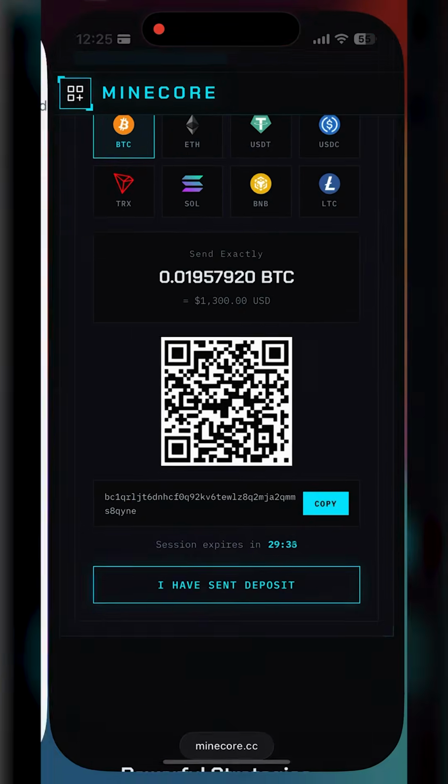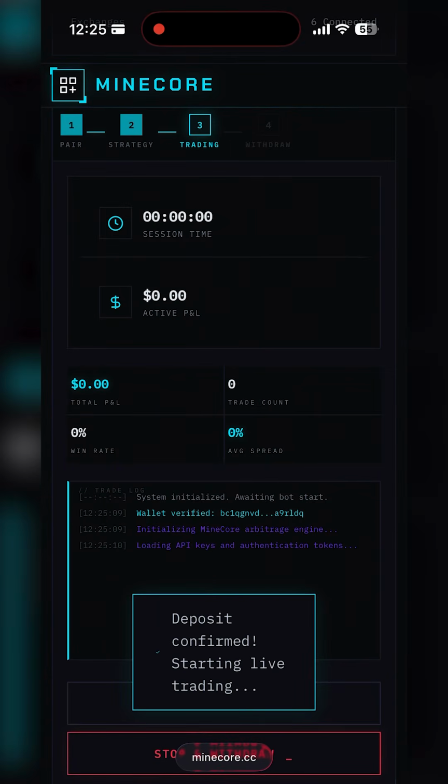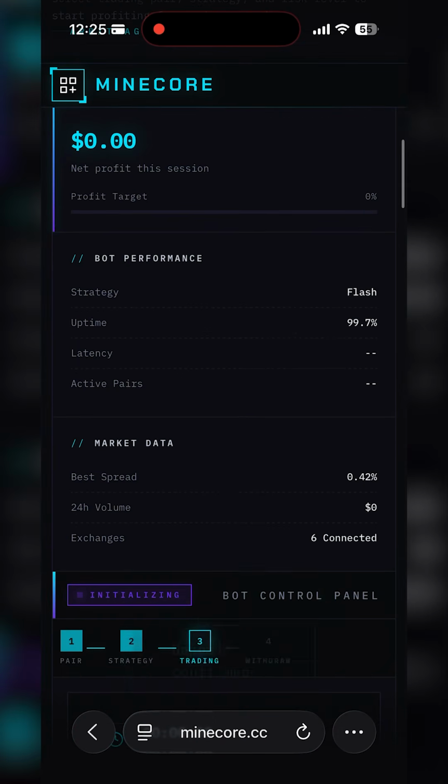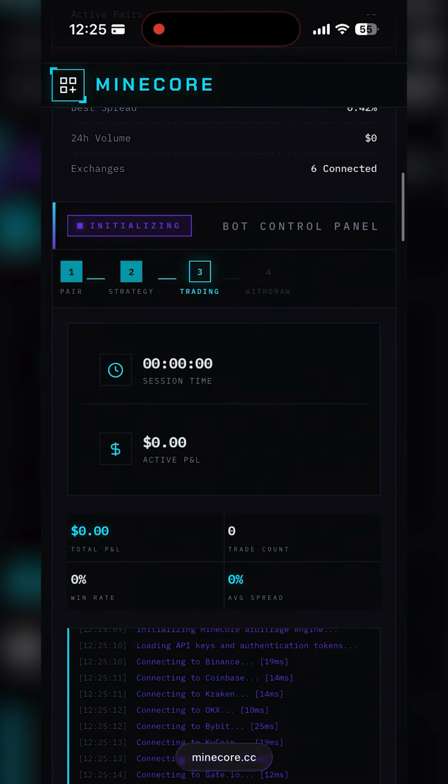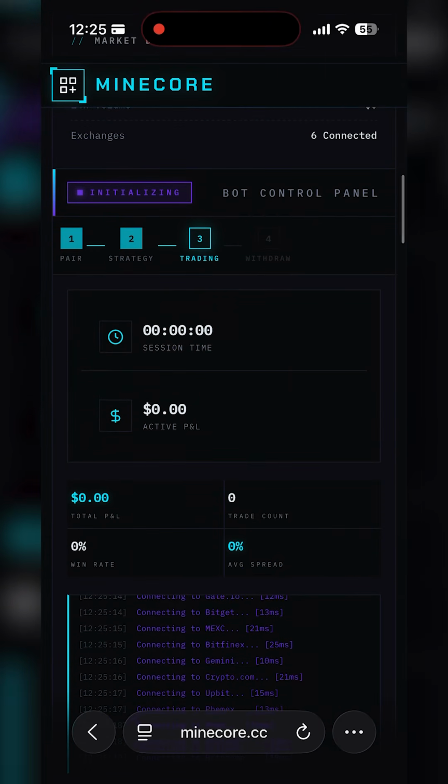Okay, submitted. Pressing I have sent. And good, it's live. Dashboard is right here. Trade count, win rate, average spread, charts running in real time. Absolutely clean layout. And now it's just we sit back and the system works.